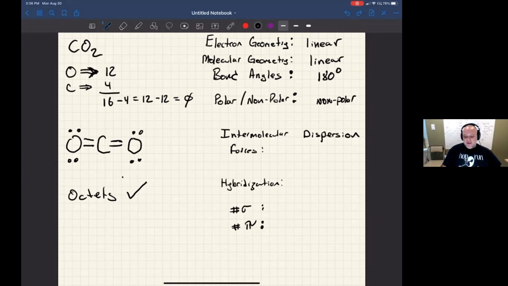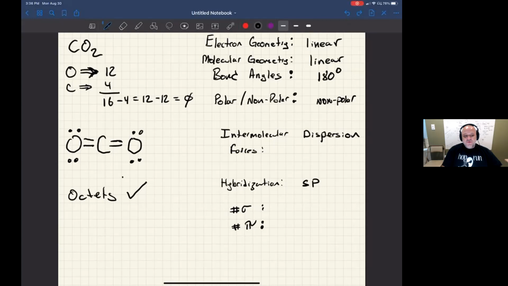We can sort out the hybridization by going back to the geometry. A linear geometry means sp hybridization. Now, the number of sigma and pi bonds is based on the types of bonds present. We've got 2 double bonds, and in a double bond, I've got 1 sigma bond and 1 pi bond.